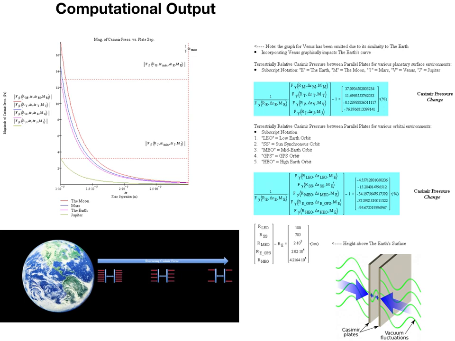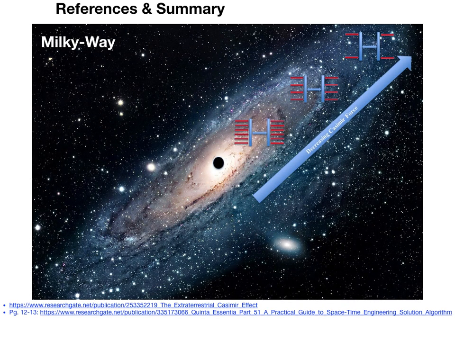Let's now summarize what we have learned. In this episode, we have learned that the Casimir force is expected to vary with ambient gravitational environment. That is, depending upon the local degree of space-time curvature, the Casimir force will be different in many situations. In fact, as the illustration on screen shows, we expect the value of the Casimir force to diminish as we move radially outwards from the Milky Way galactic center.